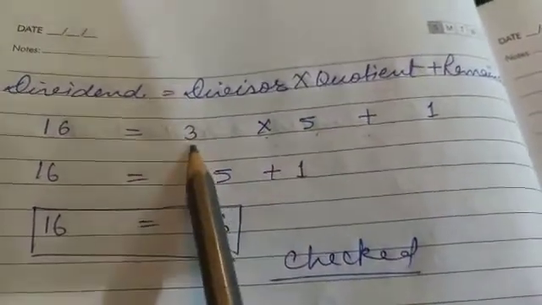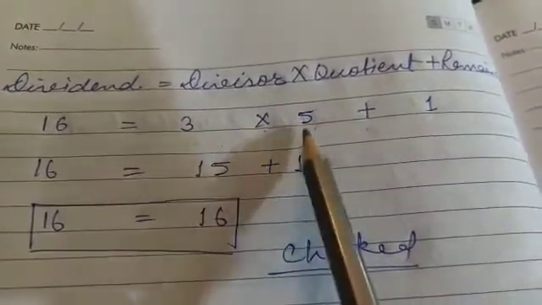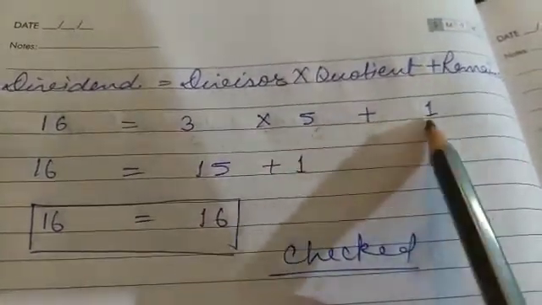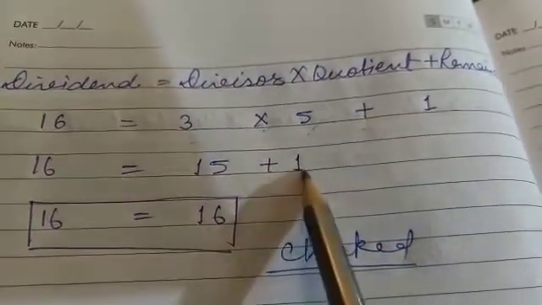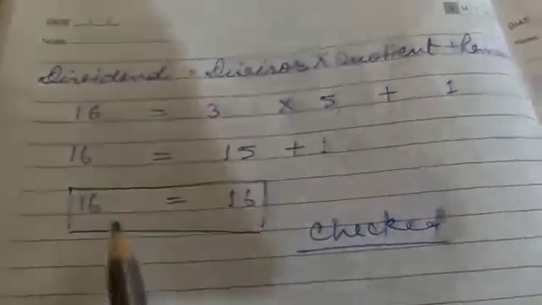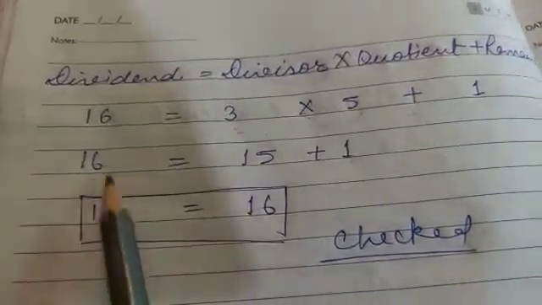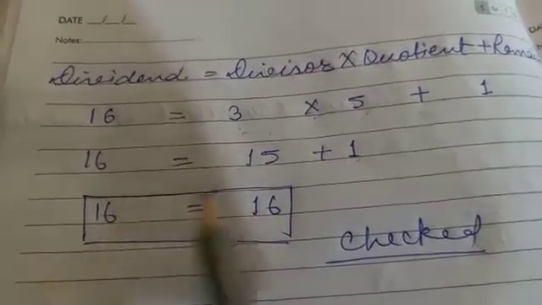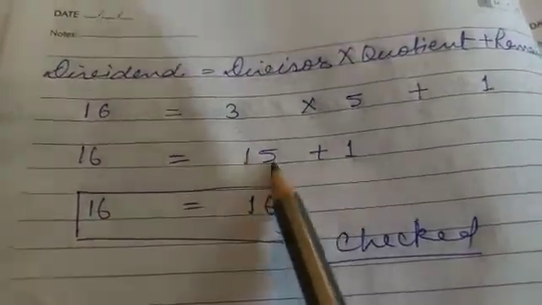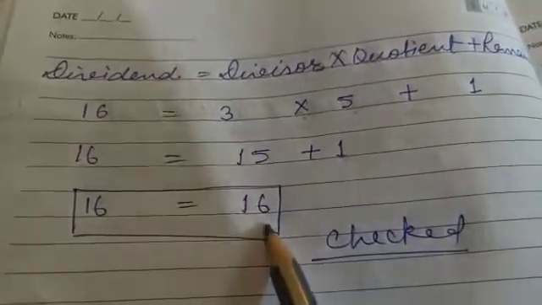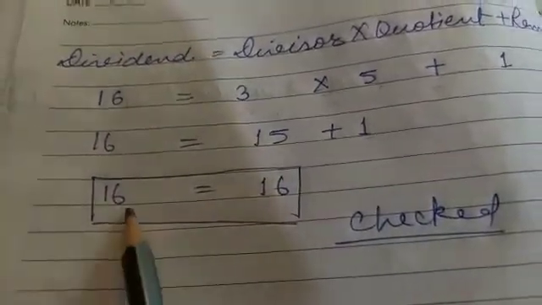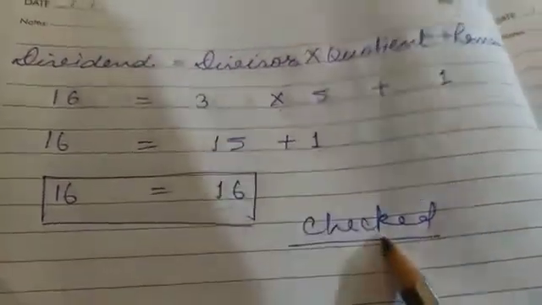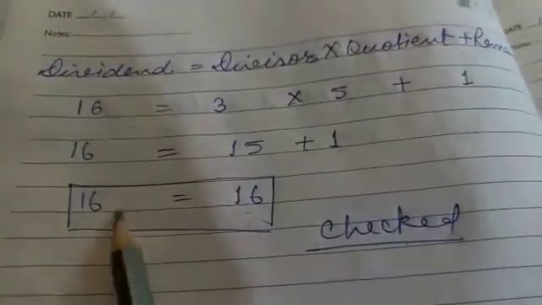what are we going to do? We are going to multiply 3 into 5. That is 15. And we have copied this plus 1 here as it is. Then in the second line, again write down the 16 as it is on the left hand side of the equal sign, and on the right hand side, 15 plus 1 gives 16. So this is how we can see both the sides we are getting 16. That means we have checked our division, which is right.